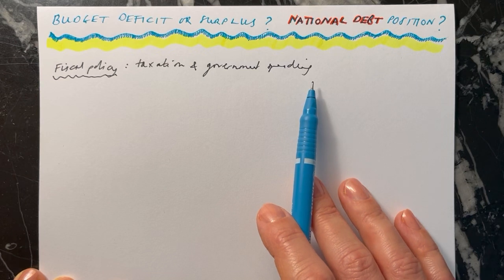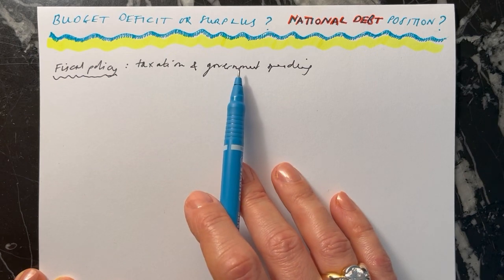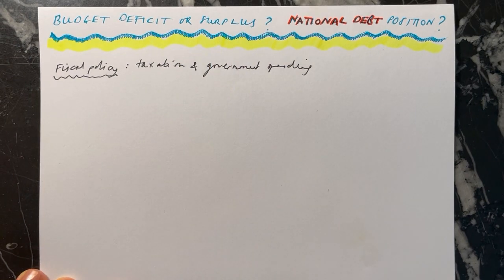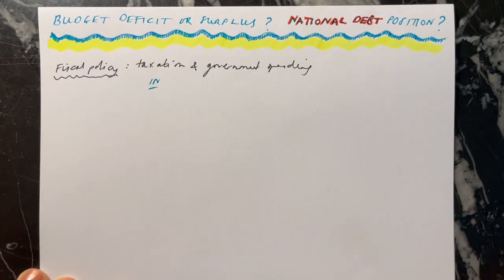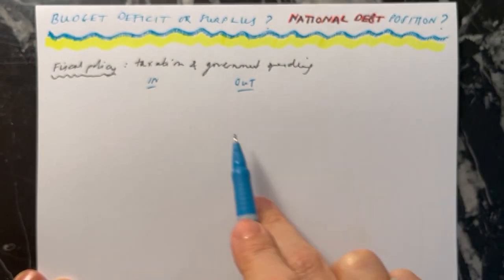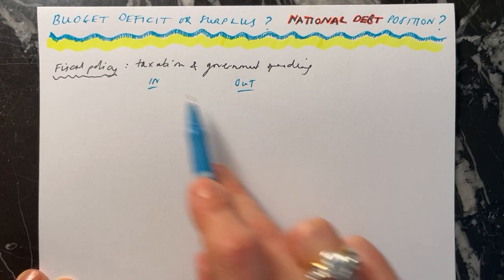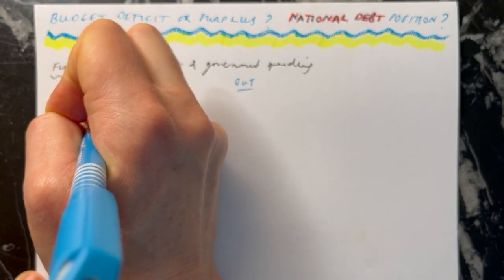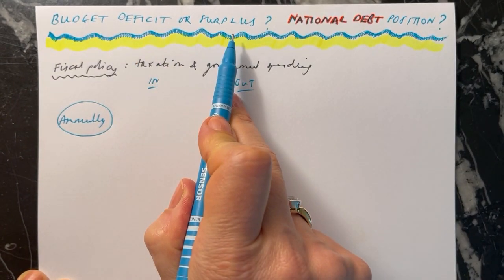We know already that fiscal policy is about the taxes that are paid within a country and about how the government spends that money. When you're looking at a budget deficit or a budget surplus, you're looking at the difference between how much money is coming in from taxes and how much money is going out from the government spending money. And you're looking overall at what your position is. And if you have a budget deficit or a budget surplus, we look at this annually. So each year, we see whether there's a budget deficit or a budget surplus.